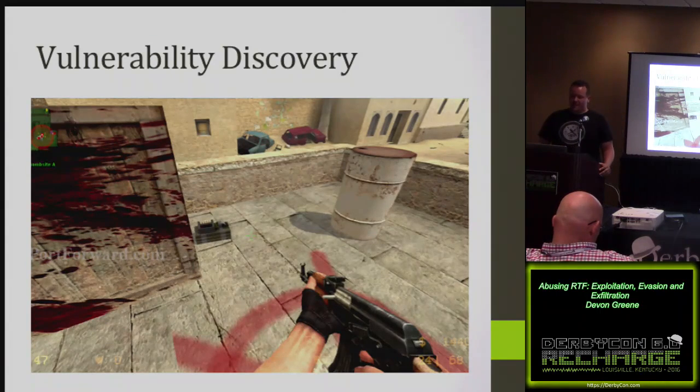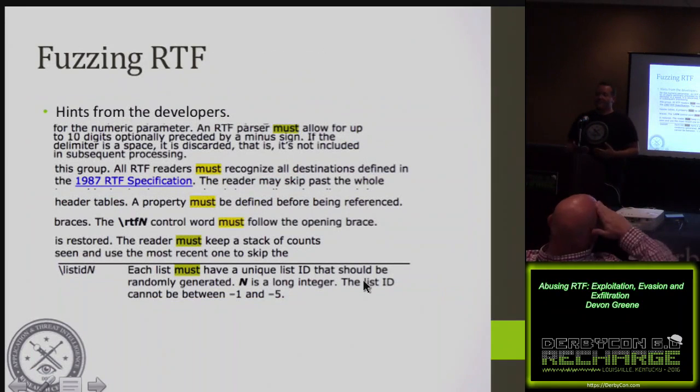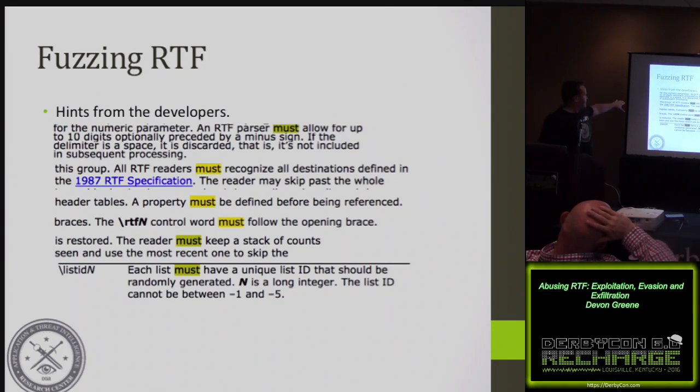So let's look at how we use this to help us as security researchers understand where we want to fuzz. And the key to this is just search for the word must. They use it so much, like you must do this, you must do that. If you want to format this, it must look like this and that. Reading through some of these, the list ID one: there have been plenty of bugs found that abuse list IDs. And if we look, it says that each list must have a unique list ID that should be randomly generated and is a long integer, and a list ID cannot be -1 and -5. So as security guys, what are we going to try to do? -1, -5, right?